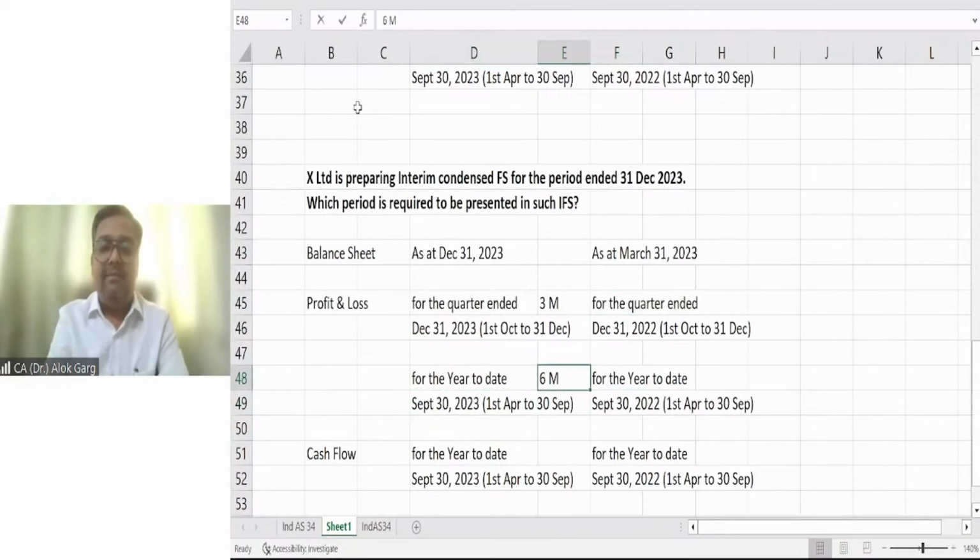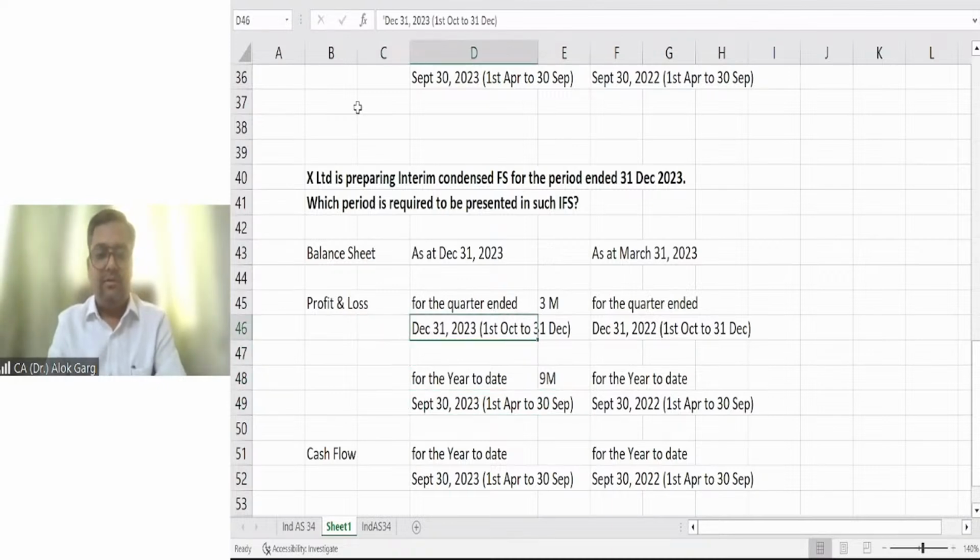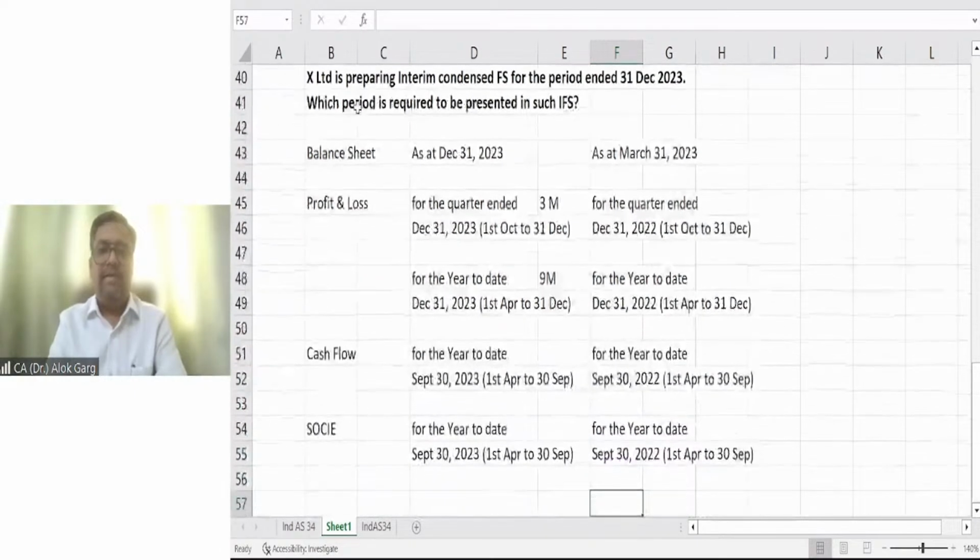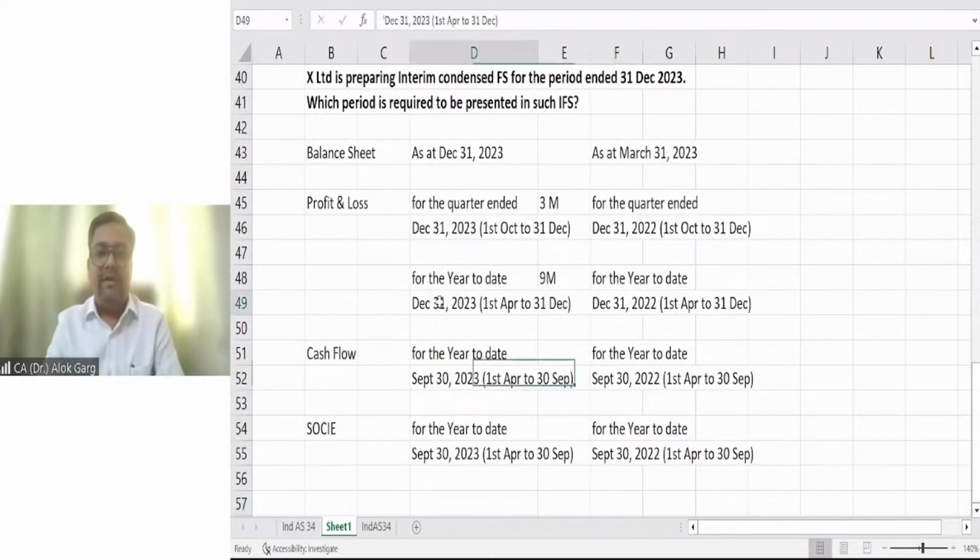Year to date means 9 months. Here year to date is 9 months, right? So again it is your December 31st, 2023. But here 9 months means 1st April to 31st, right? Here December 31st, 2022. Again 1st April to 31st December. Then cash flow. Your cash flow and everything is your 9 months ended. Your cash flow, your statement of changes in equity is 9 months ended here.